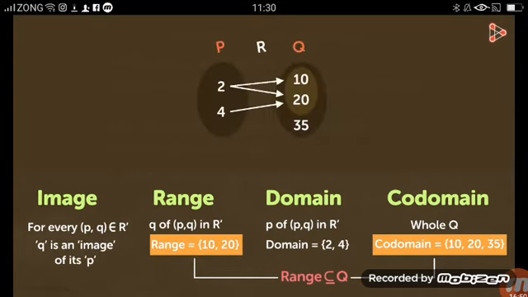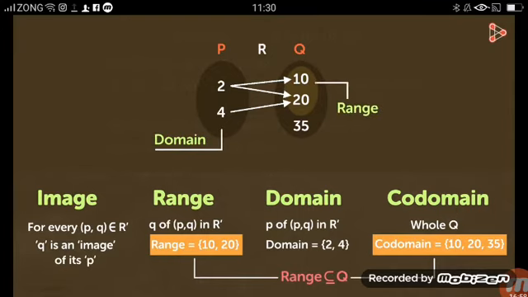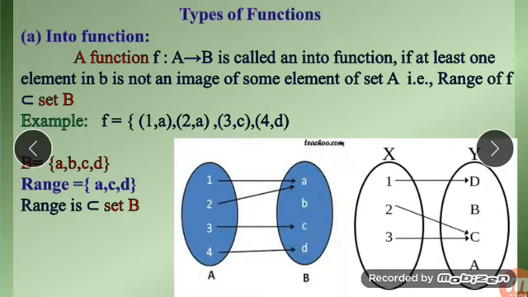Here is an arrow diagram to learn what is domain, range, and codomain. So, this is the domain, this is the range, and this is the codomain for our relation R. The concept of range can help us to understand the types of function. We have different types of the function, so let's go with them.